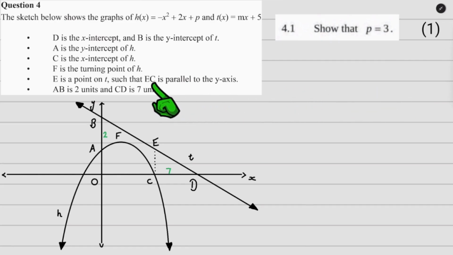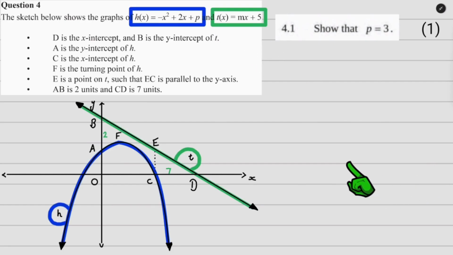The rest of the information tells us where our x-intercepts and y-intercepts are, as well as the turning point. And the first question says, show that P equals 3. P is sitting in the formula for h of x. Now this is all a little bit overwhelming, so to make it less overwhelming, I'm going to color code my graphs, and that's going to make my life like 10 times easier. And have a look at what a difference that makes.